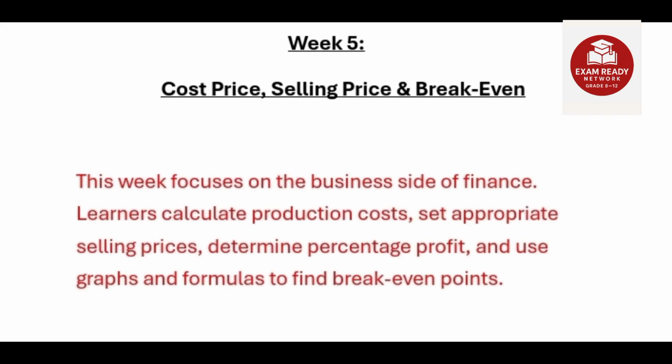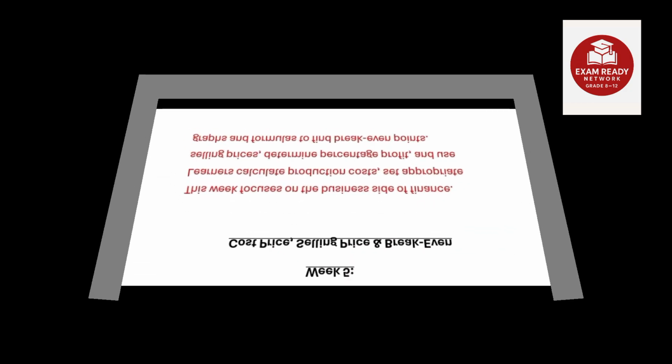So, week 5: cost price, selling price, and break-even point. It's another topic you will come across. This week focuses on the business side of finance. Learners calculate production cost, set appropriate selling prices, determine percentage profit, and use graphs and formulas to find break-even points. So you must make sure that you cover it as well.